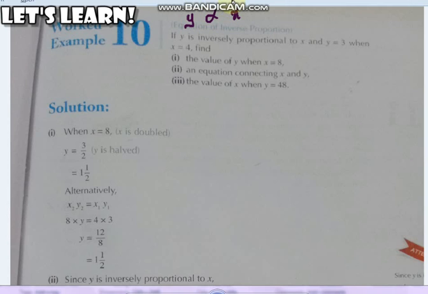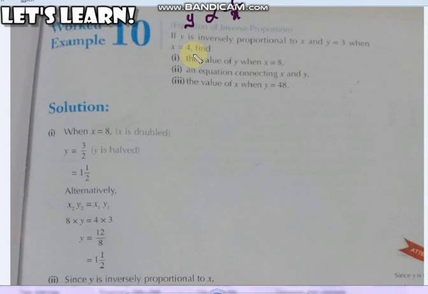To represent the inverse proportion, I write my relation this way. y is inversely proportional to x, and y is 3 when x is 4. They're telling us the value of y. They are saying that the value of y was 3 when the value of x was 4.